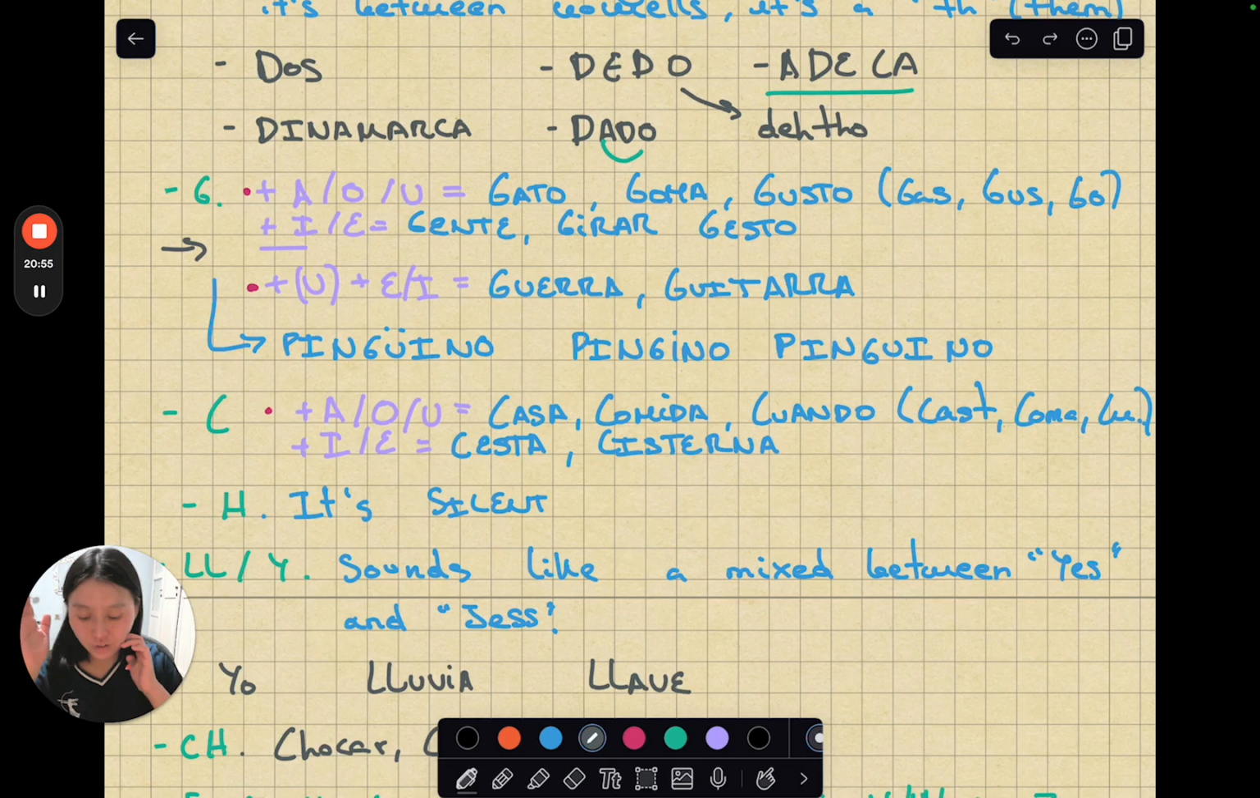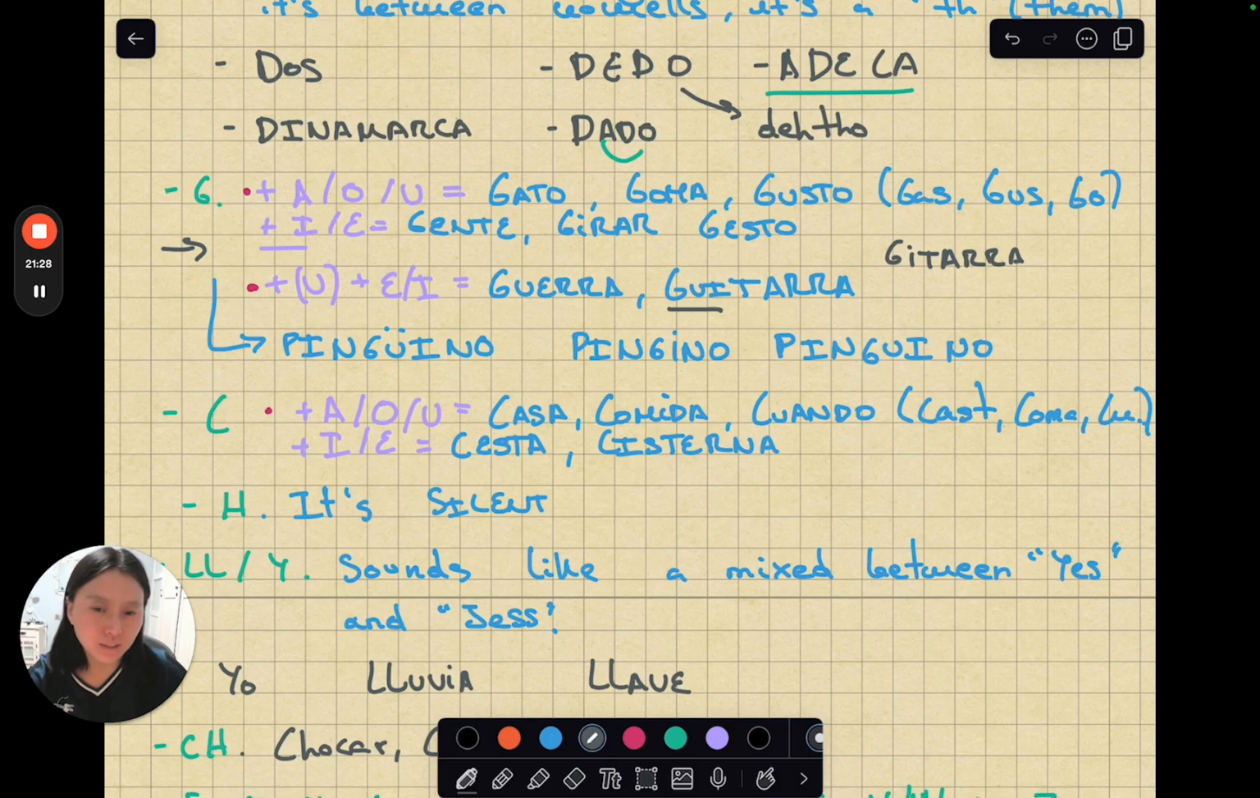The G, whenever it's followed by a, o or u is ga, gato, goma, gusto. And whenever it's followed by e or i is h, gente, girar, gesto. Okay? But here's the thing. What happens if we want to pronounce a g sound? Because if I want to say the word guitarra, I cannot say it like this, because I'm gonna be saying the wrong sound, and I don't want to say that. I want to say guitarra.